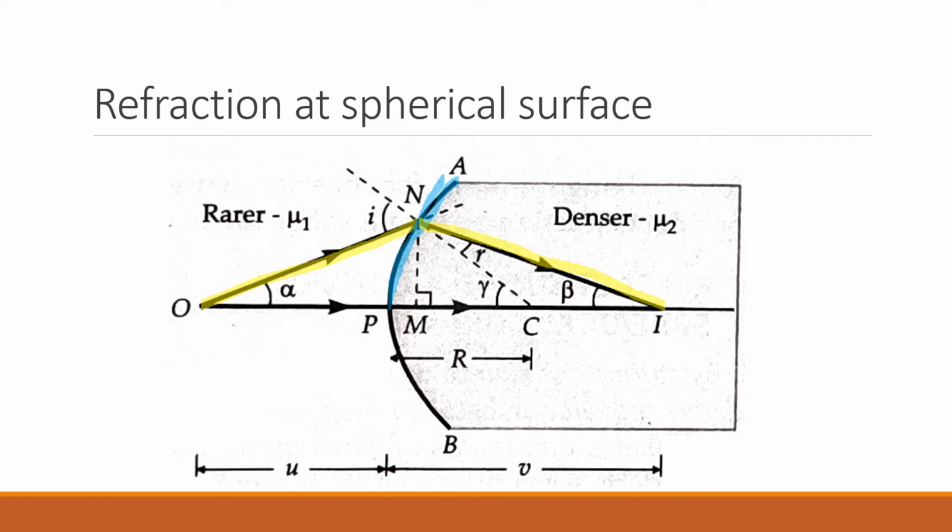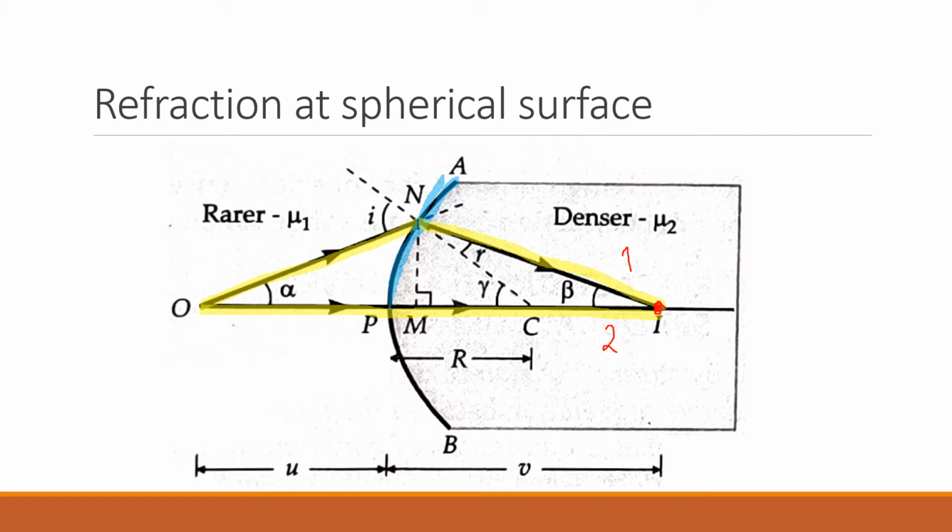Now consider your second ray which starts from the point O. This ray passes undeviated since it is passing along the principal axis. Now your refracted ray 1 and your refracted ray 2 intersect at this point. So an image I will be formed at this point here.